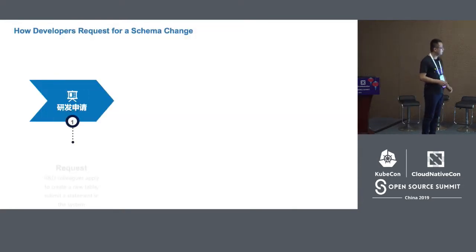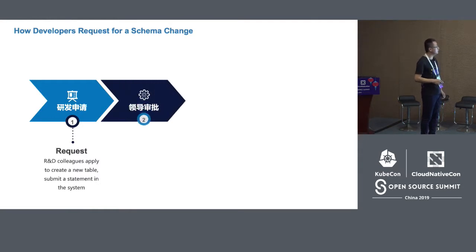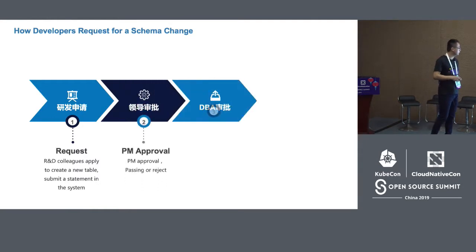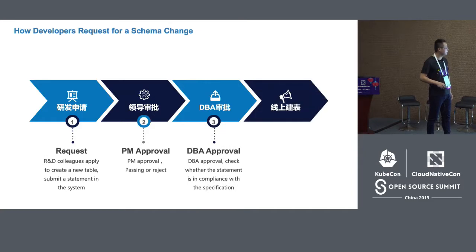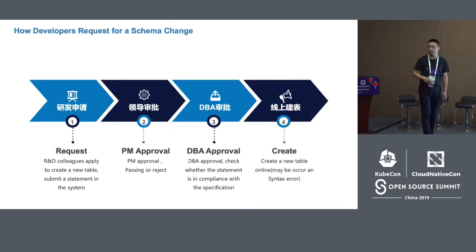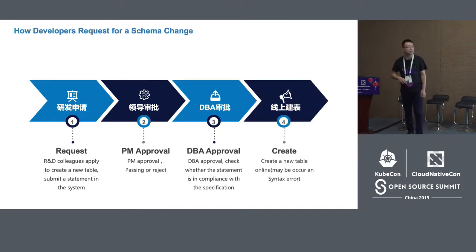The way we create a table is similar, including the request table, approval table, and DBA approval, where the DBA uses their professional knowledge to evaluate whether the table's creation has some risk factors and whether it's compliant with regulations. After that, the online table will be created. And after the creation, there will be some more interfaces in KBS to apply for resources, scheduling, etc.